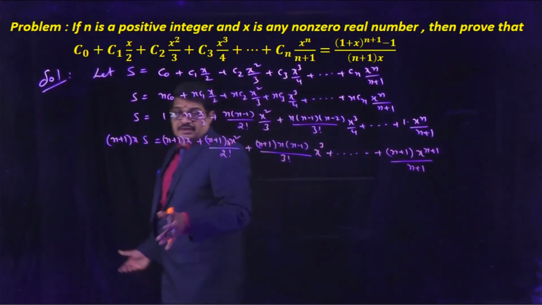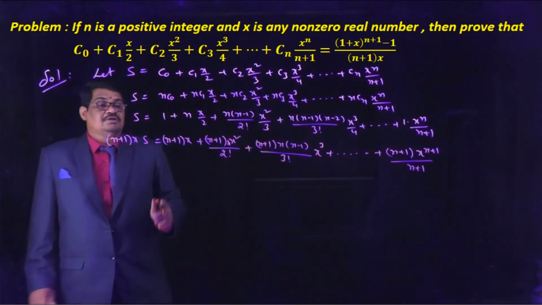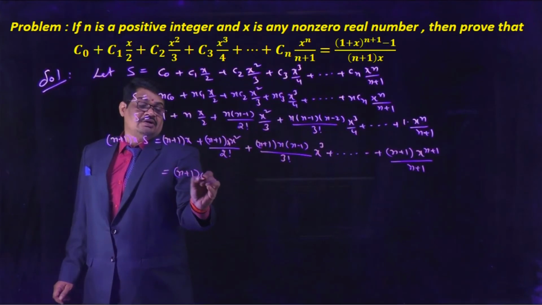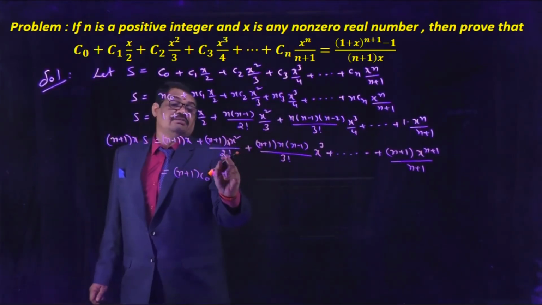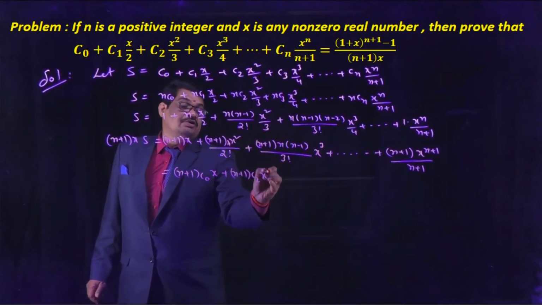Now we are multiplying with n plus 1 into x on both sides. Then this can be written as n plus 1 C0 into x. Here n plus 1 into n by 2 factorial, that is n plus 1 C2 into x square.